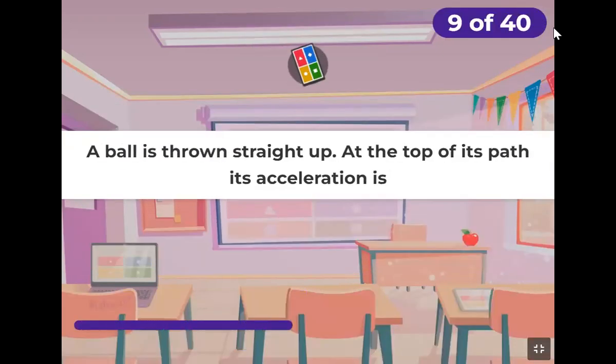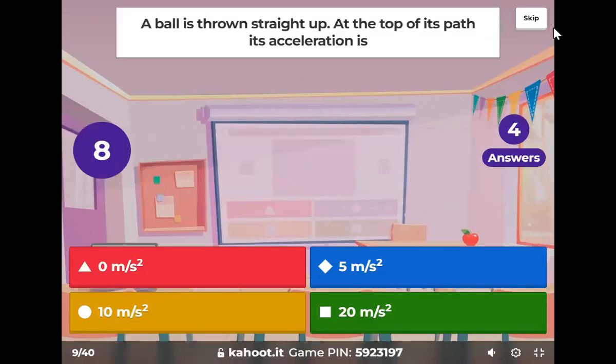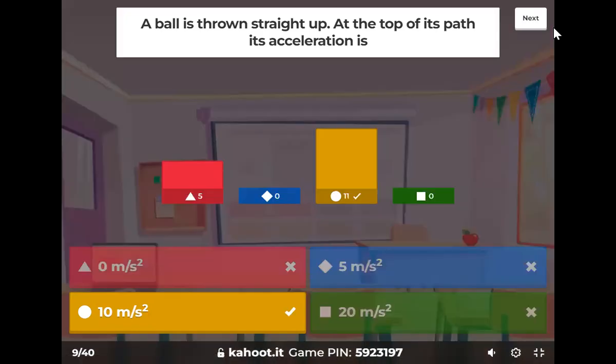A ball is thrown straight up. At the top of its path, its acceleration is about 10 meters per second squared, and of course directed downward. It's always in free fall. It's accelerating down at that rate.